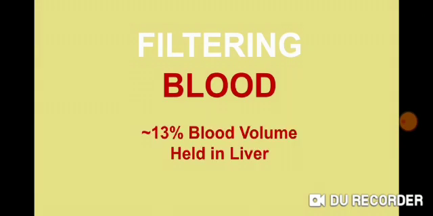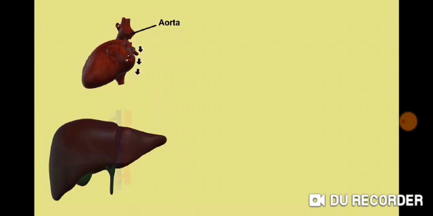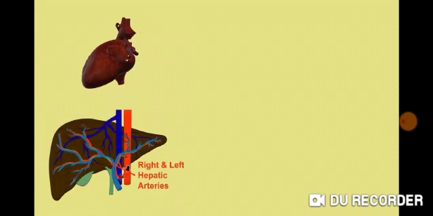The liver plays an important role in filtering the blood. At any given moment, your liver contains about 13% of your blood volume. The oxygenated blood from the heart flows downwards through the aorta, which curves behind the liver. It then travels up into the right and the left hepatic arteries.